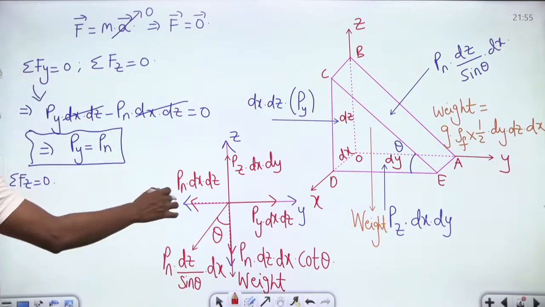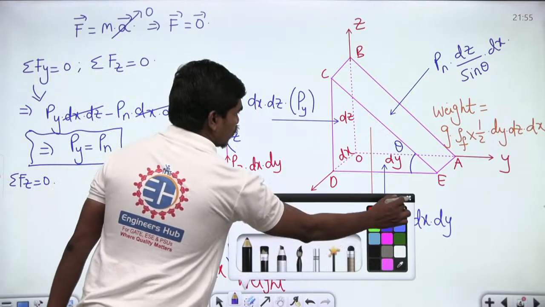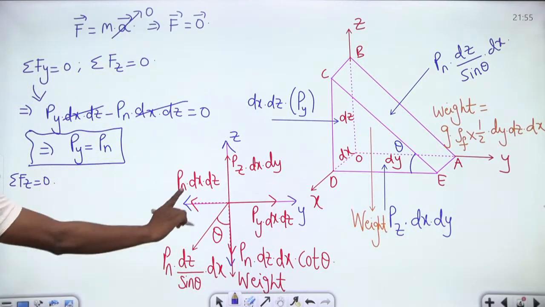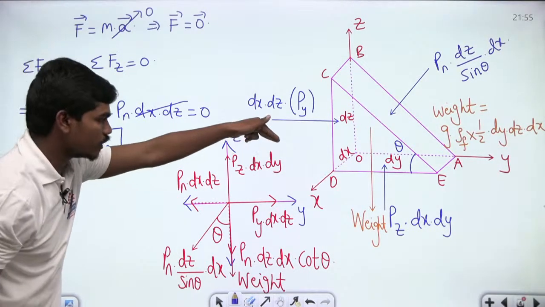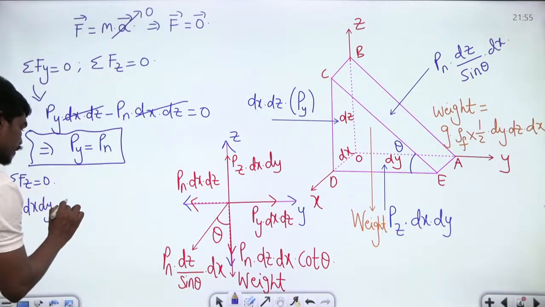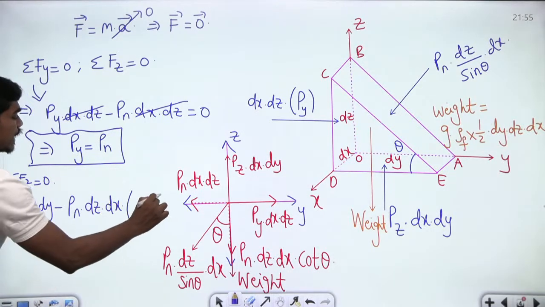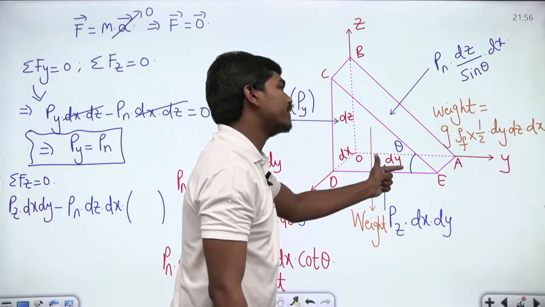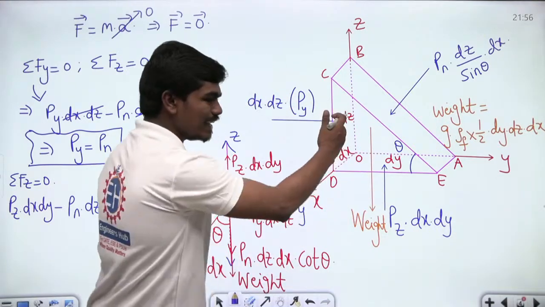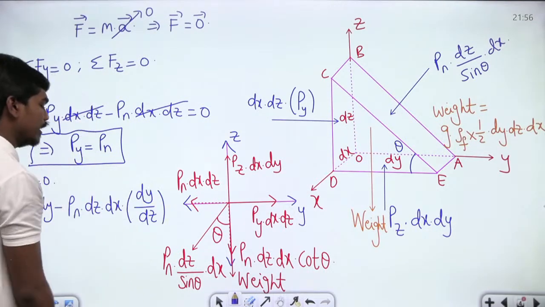If you write sigma Fz equal to 0, then what are the forces acting upwards? You can clearly see Pz dx dy, minus the force acting vertically, this component Pn dz dx cot theta. From this triangle, what will be cot theta? This dimension is dz and this dimension is dy, so cot theta from that triangle will be dy divided by dz, correct?